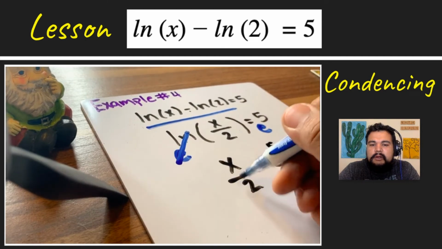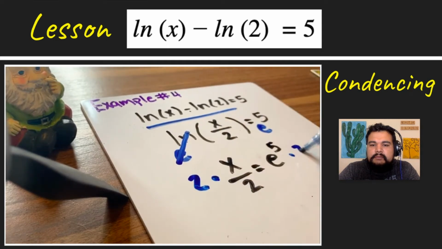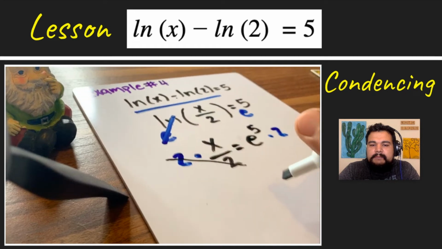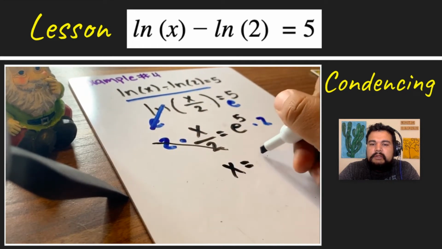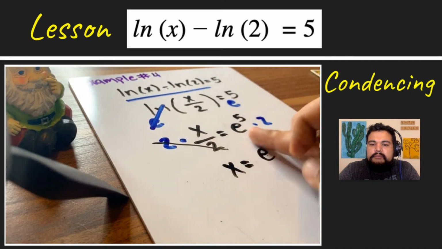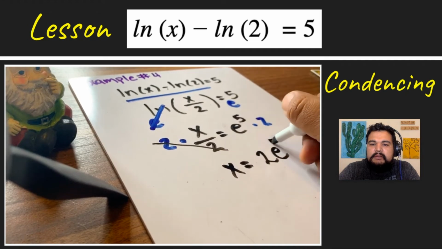Now we're going to multiply by 2 to get rid of the 2. And you're going to end up with x equals 2 times e to the 5th.